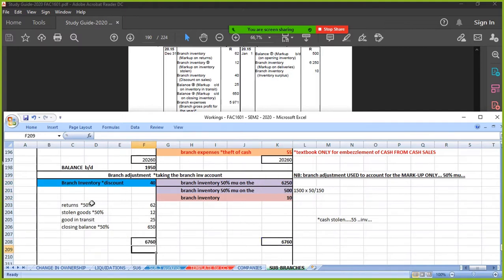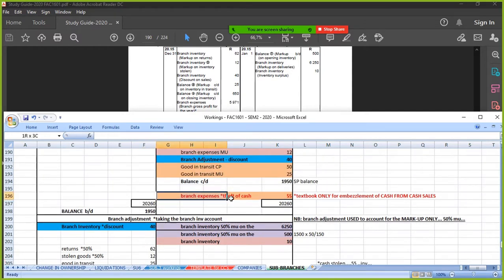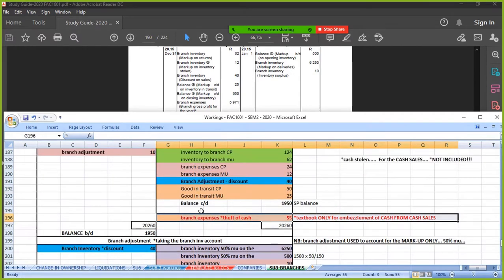Okay, the balancing figure here will be for the branch expenses. If you're closing this off, the profit figure. The profit figure is this total minus this, which gives you the 59. Okay, now I understand. So this solution is correct. It's just this that we had missed out. I needed to bring in the branch expense.